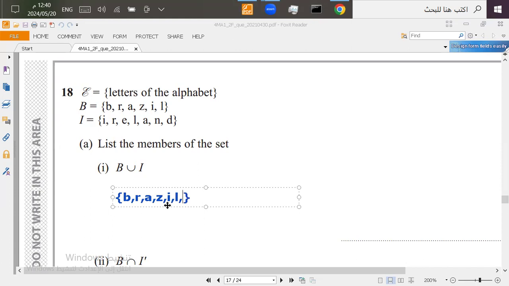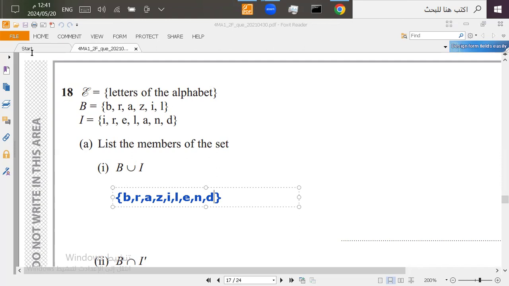If we wrote the letter, we don't have to use it again. If we didn't write it, we have to write it. So we already have an I. We already have an R. We didn't do the E, so we put E here. And then L, we used it. A, we used it. N, we didn't, so we put N. And the last one is D. We didn't use it, so we put D. And then we close the set with a bracket. And this is how you write the union together. So it's going to be Brazil, E-N-D. This is the union between B and I.